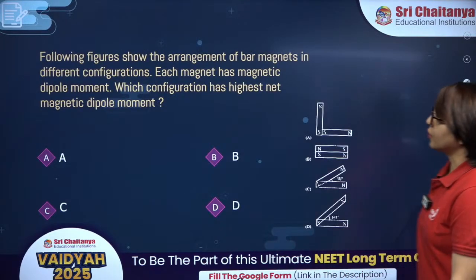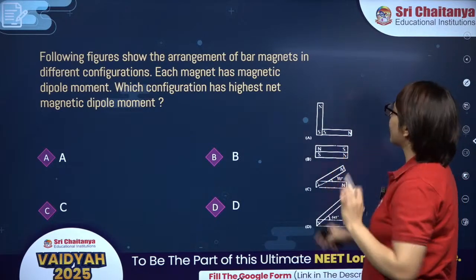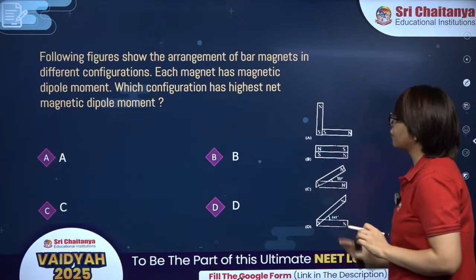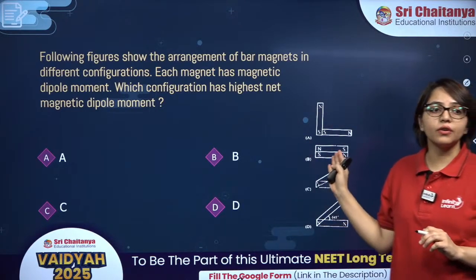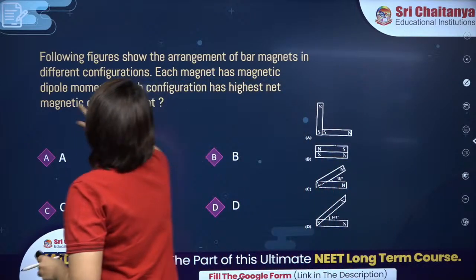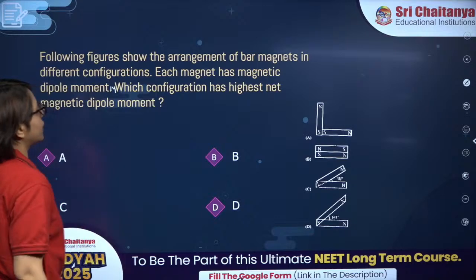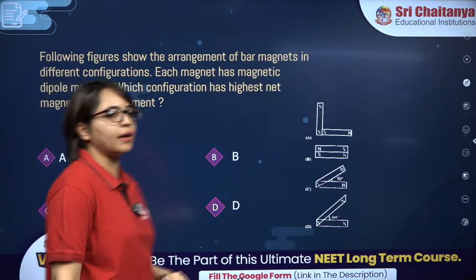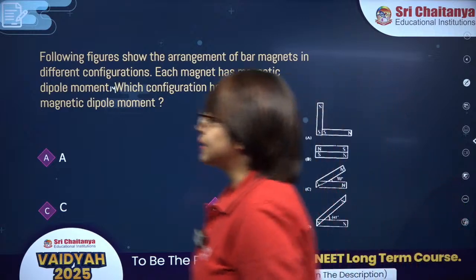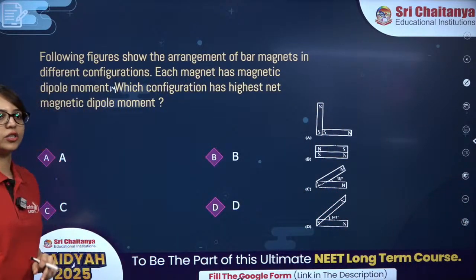Try this one. The following figures show the arrangement of bar magnets in different configurations. We have 4 different configurations. This is one of the PYQs, beta. Each magnet has a magnetic dipole moment equal to M. Which configuration has the highest net magnetic dipole moment? Try this one. This is again from magnetism and matter, and it is an application of vector addition.